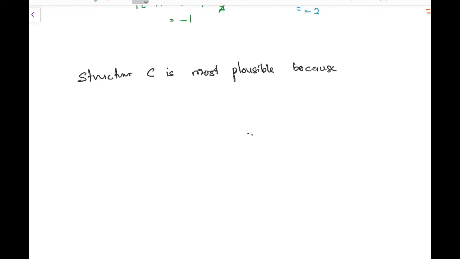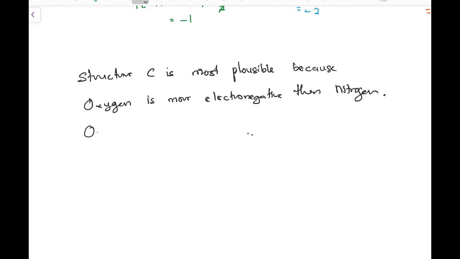because of what? Oxygen is more electronegative than nitrogen. So if it is more electronegative, why? Oxygen has a negative formal charge. It is more suitable to get the negative formal charge.